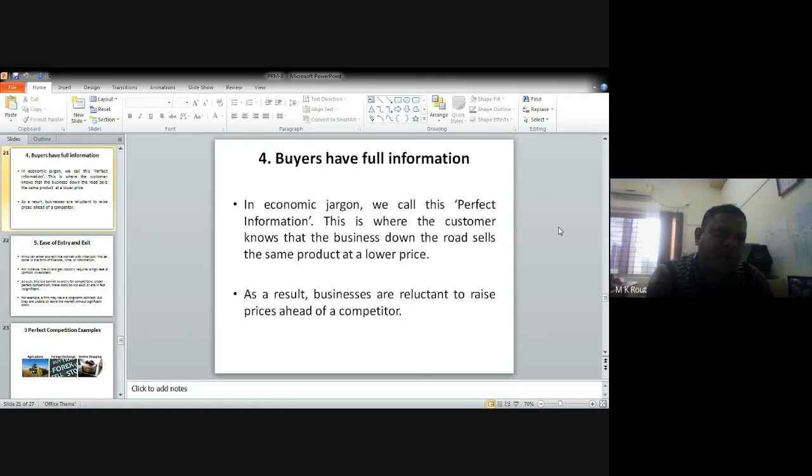So as a result, what will happen? The businesses are reluctant to raise the price ahead of competitors. Due to this, buyers have full information regarding how to use the product, what the specification of the product is, what the durability is, and what feedback has been given, whether positive or negative. Moving to the next one.